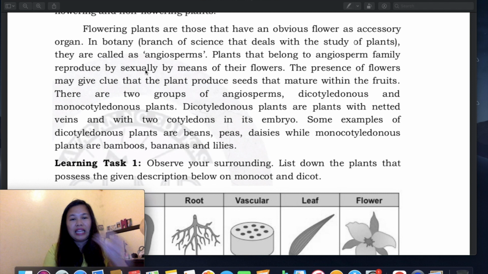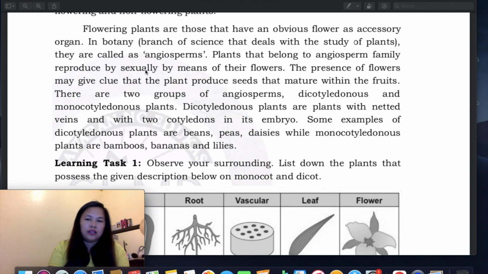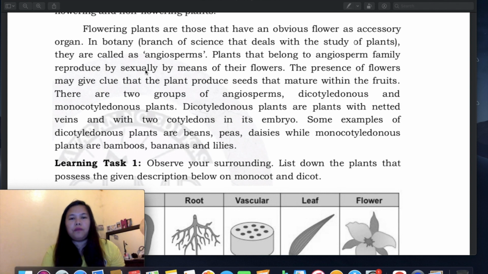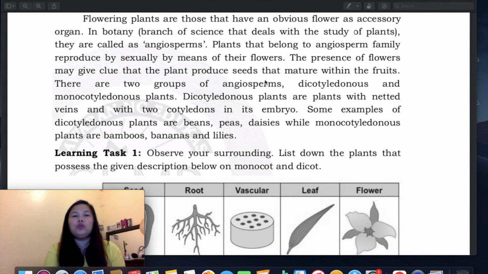Okay, so ito yung Greek word, the angios. So, ito na yung mga naked seed and mga seed coat, mga ganon. So, plants that belong to angiosperm family reproduce by means of their flower. Okay, flowering plants, angiosperm. Ganon. So, the presence of flowers may give clue that the plant produces seeds that matured within the fruits. Ito na yung sinasabi ko. Kapag merong fruits, may seeds. Ganon. Flowering plants, angiosperms. Ganon lang.